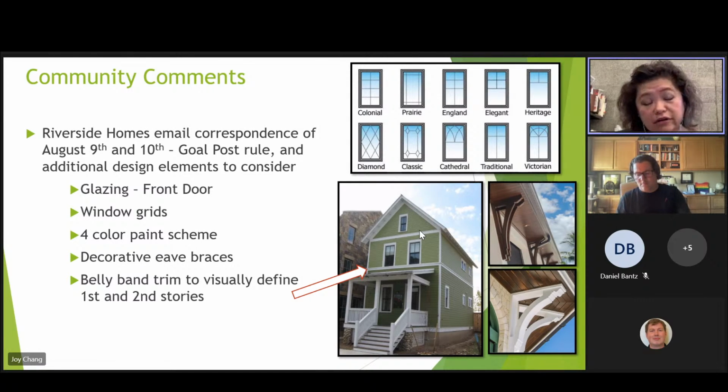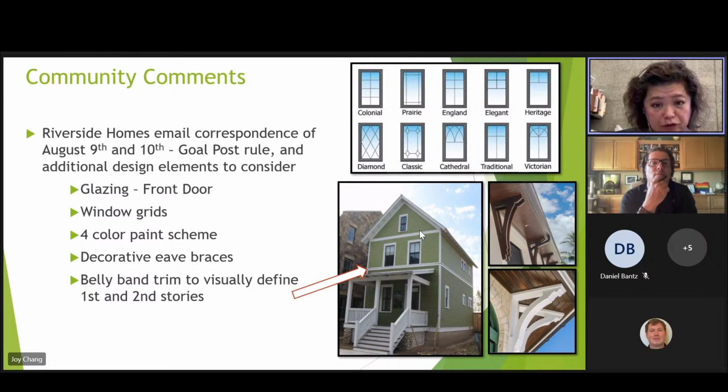But I do want to let you know that we did receive community comments the last 2 days. Very specifically, it is from Riverside Homes that have a current land use application that have received preliminary approval in the Brookman area.